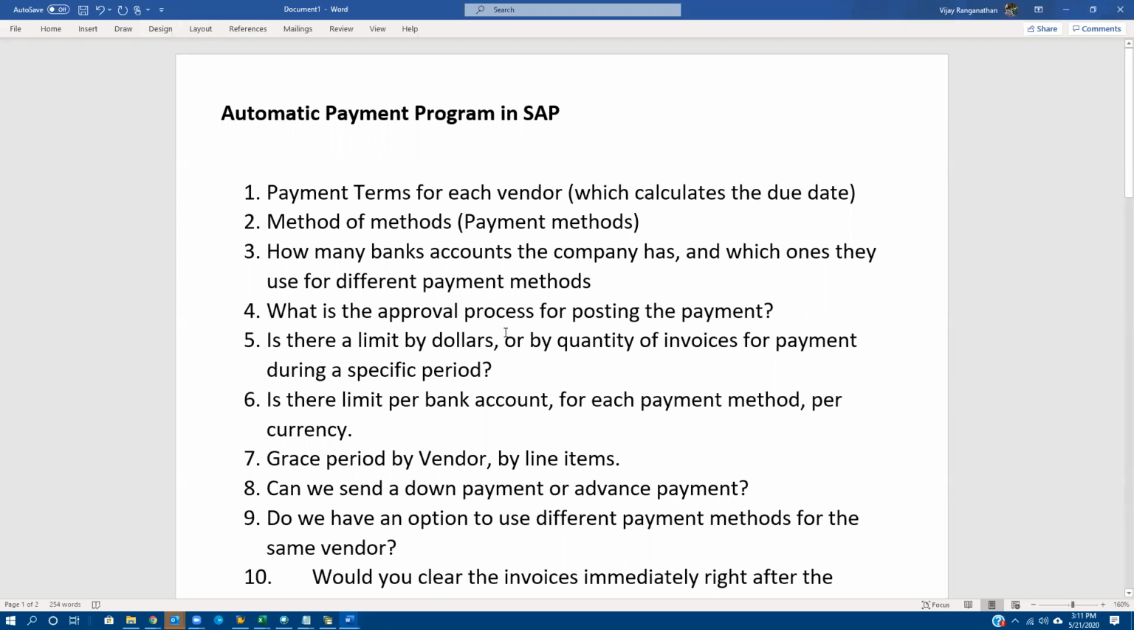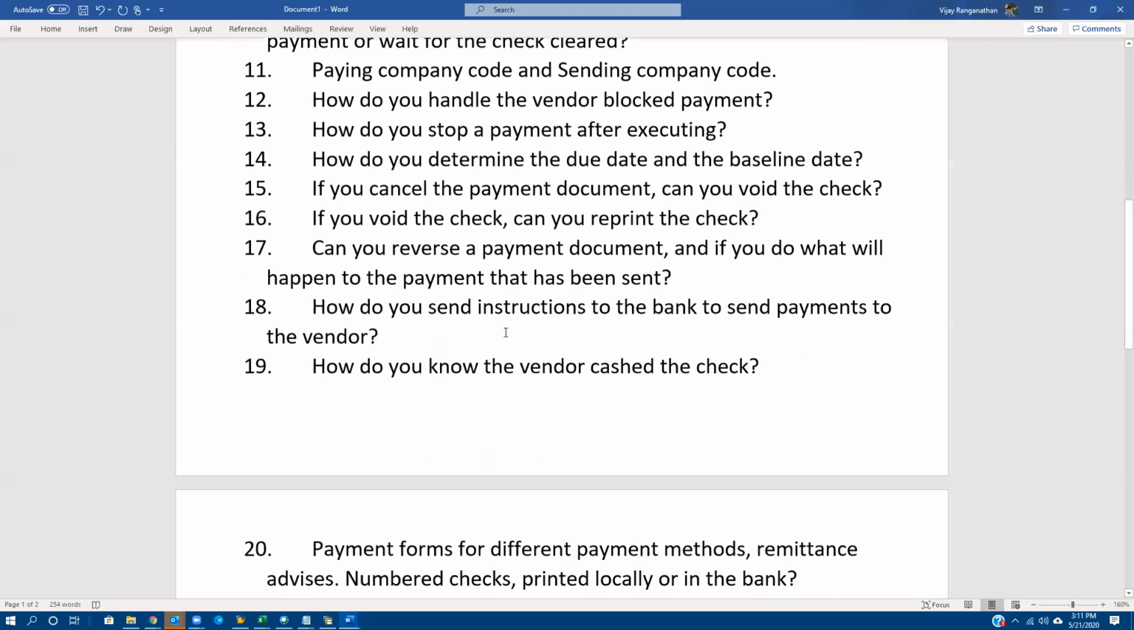So typically, what happens in the big companies, right? The exchange rate gets automatically updated. Okay, so let's also add that.